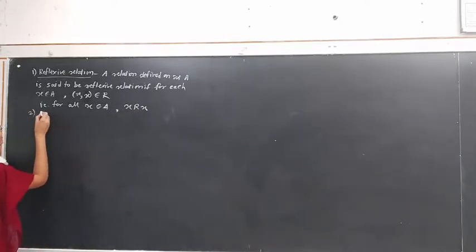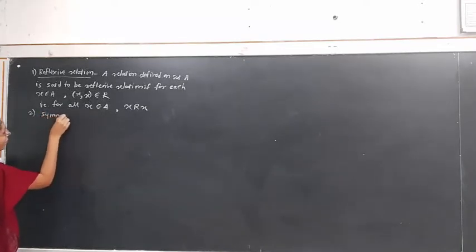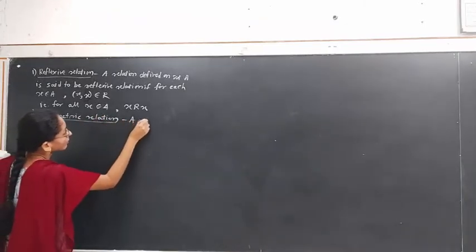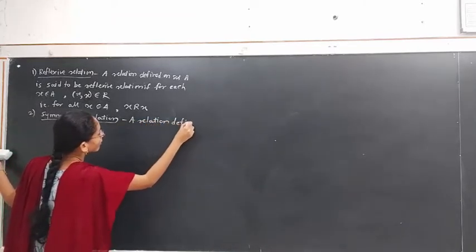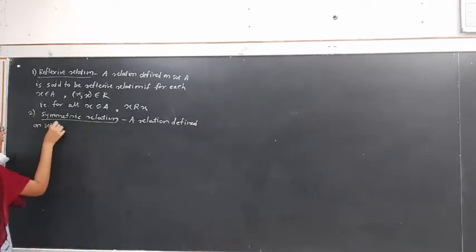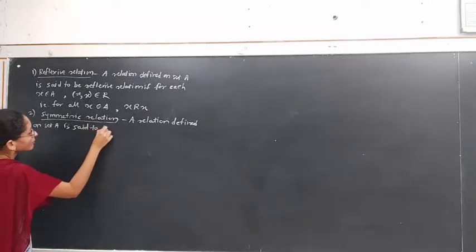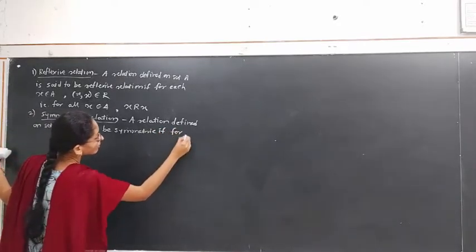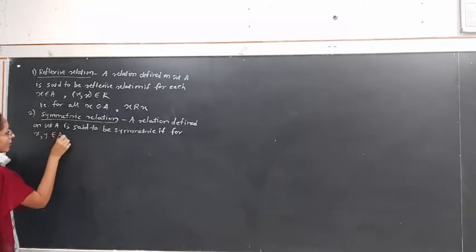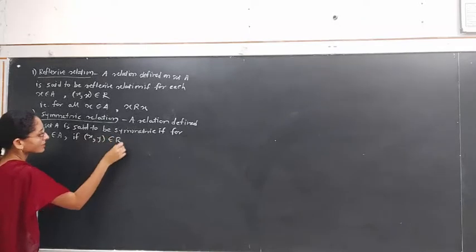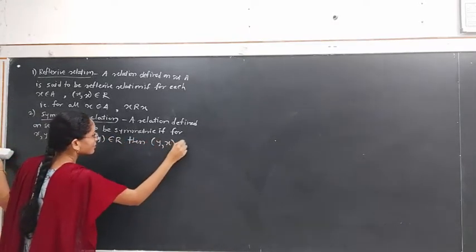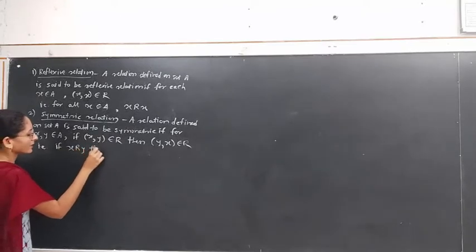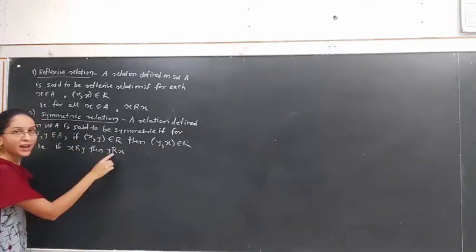The second definition is symmetric relation. A relation defined on set A is said to be symmetric if for x, y belongs to set A, if the ordered pair (x, y) belongs to R, then the ordered pair (y, x) belongs to R. That is, if x R y, then we must have y R x.